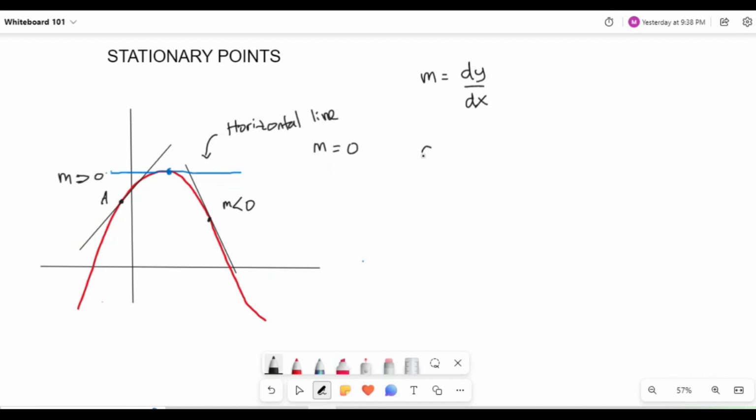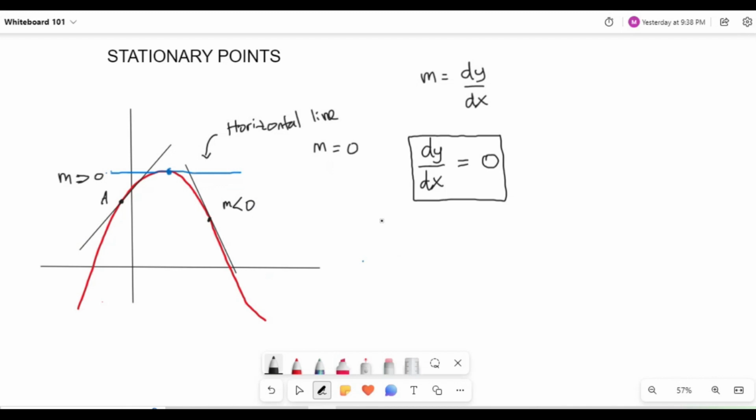I want to have the gradient dy over dx, and at this particular stationary point, my gradient would be equal to 0. So this is actually the basis of your formula, why you use dy over dx equals 0 for finding the stationary points. Okay, after this, later on we will also discuss how to determine the nature of stationary points. Is it maximum, minimum, or inflection point?